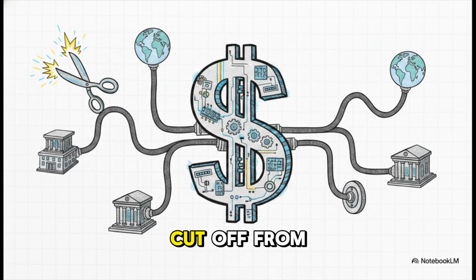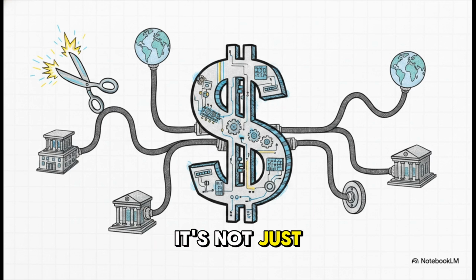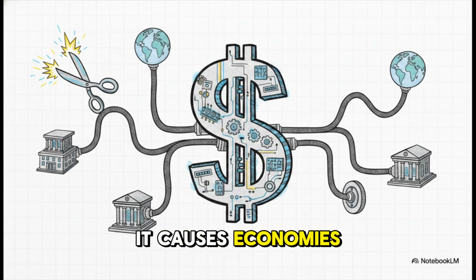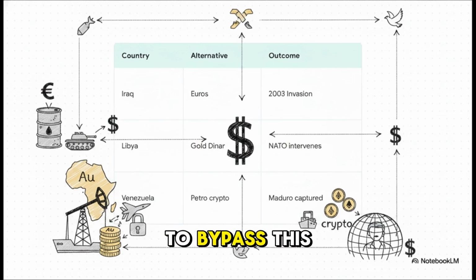Being sanctioned and cut off from the dollar system means losing access to the global trade grid. It's not just an inconvenience. It causes economies to simply stop working. And historically, we can map out a pretty distinct pattern of what happens when countries try to bypass this system.